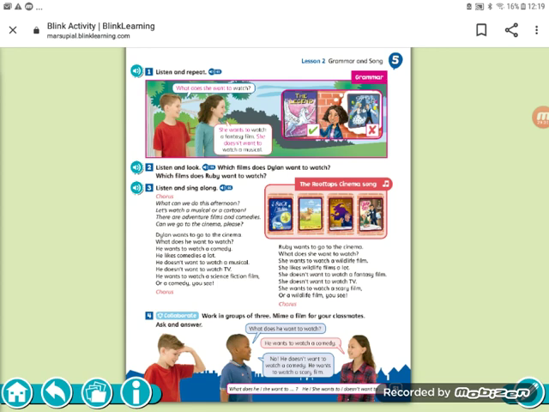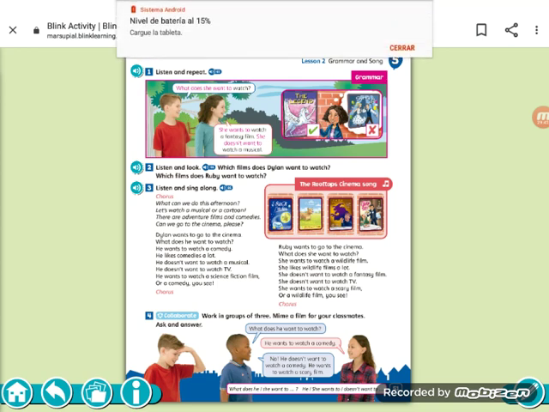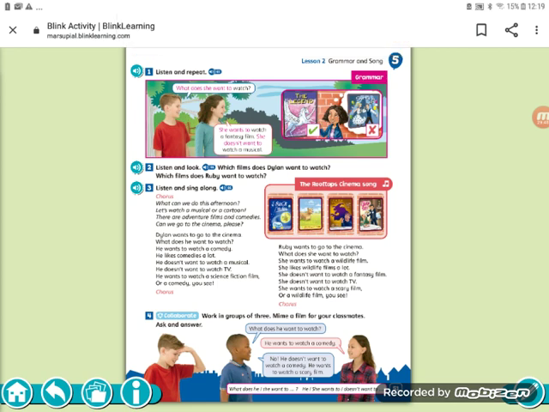Very good. Vamos a ver un musical o unos dibujos animados. Very good. There are adventure films and comedies. Yes, hay películas de aventura y comedias. Can we go to the cinema, please? ¿Podemos ir al cine, por favor?